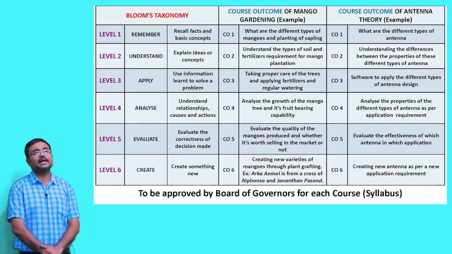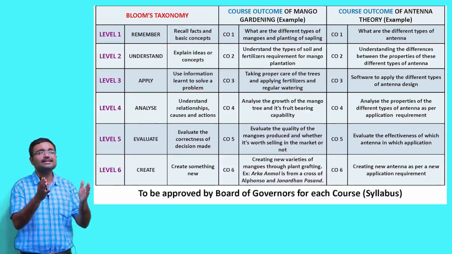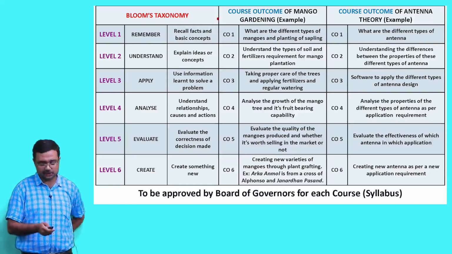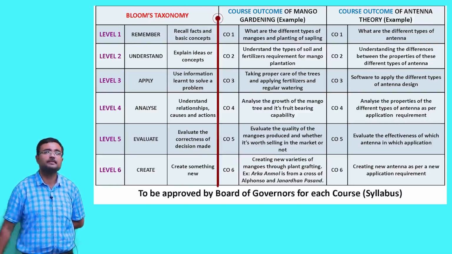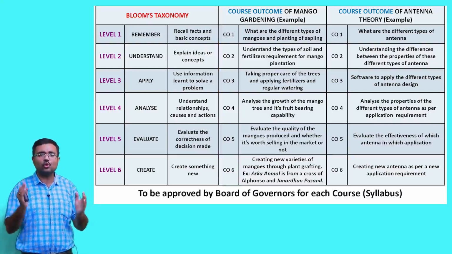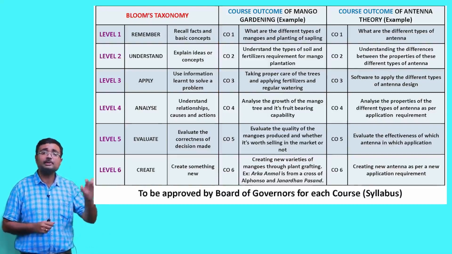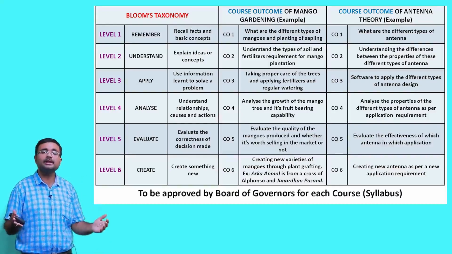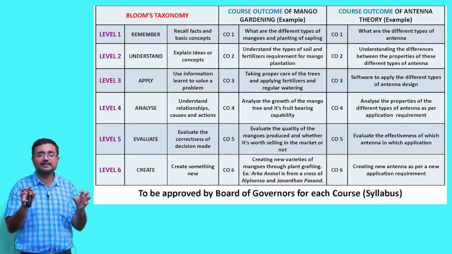Now, if I go to this slide, here I explain Bloom's taxonomy at these 6 levels: remember, understand, apply, analyze, evaluate and create, whose meanings I have already written and explained. Now, in each course that the student learns, course means what? Course means the paper over here. For example, in engineering, antenna theory is a paper. In engineering, data structure is a paper. So these are the courses that I am talking about.